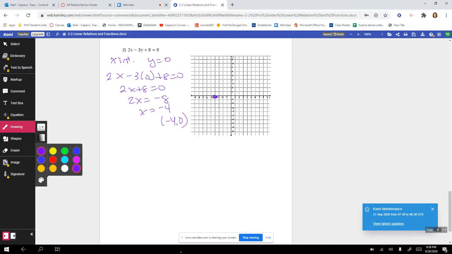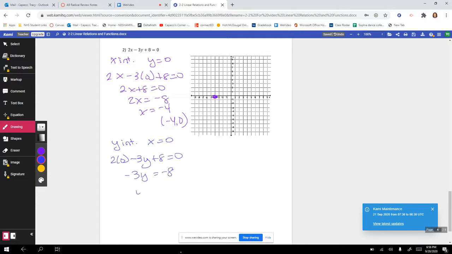I'll do the same thing. And my y-intercept is where x is equal to 0. So I have 2 times 0 minus 3y plus 8 is equal to 0. So I have negative 3y is equal to negative 8. So y is equal to 8 over 3. So I have 0 and then 8 over 3. That's my y-intercept. So I have to approximate here.